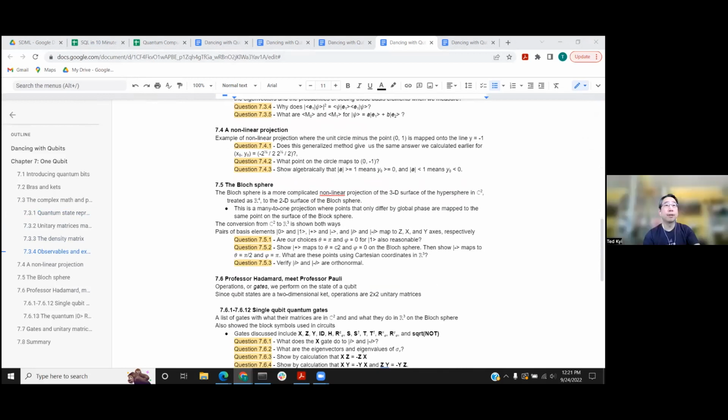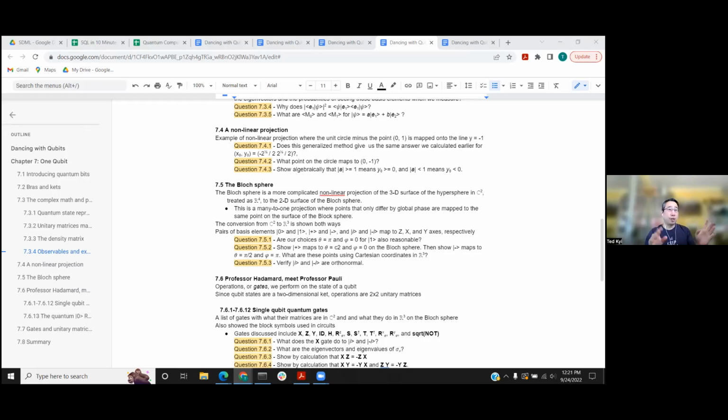All right. We can have an exact 1-to-1 mapping between a circle missing a single point, in this case the unit circle, and a line, in this case the line y equals -1. So we said this is not a linear 1-to-1 mapping. It's not a linear projection.